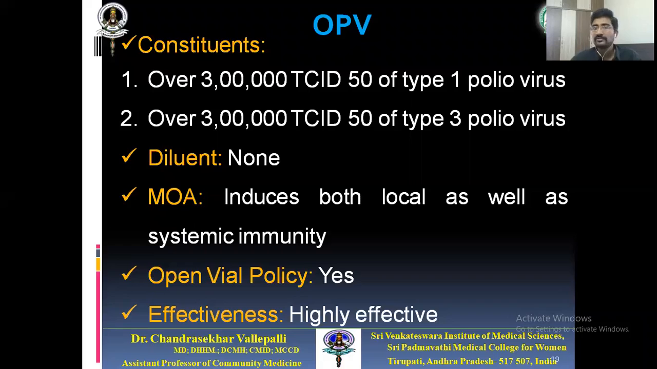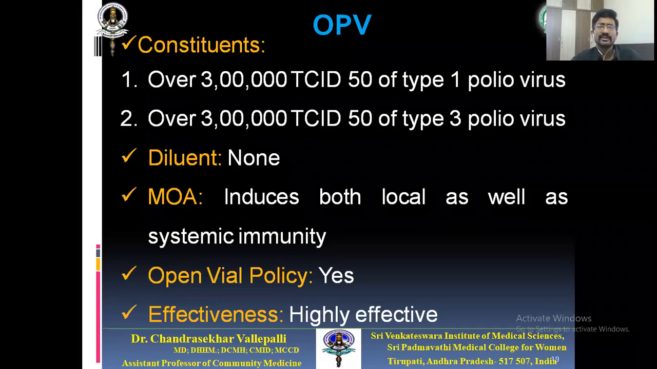Whether we are using a diluent for this vaccine? No, we are not using a diluent. We are using it as it is, right? Then what is the mechanism of action? This vaccine when given induces both local as well as systemic immunity in the children.